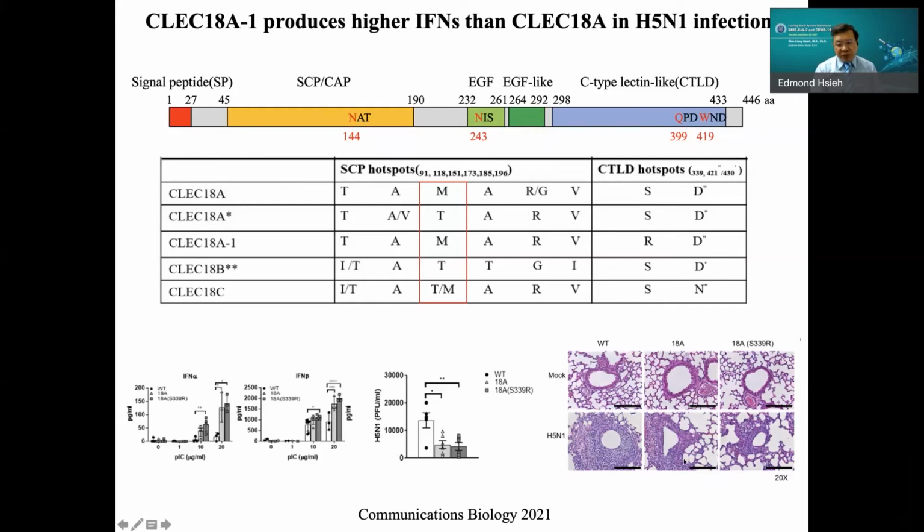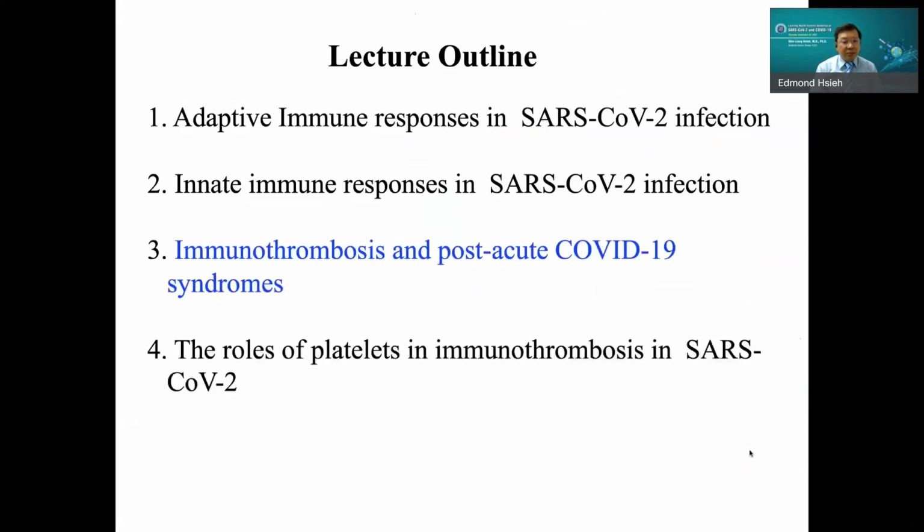In the right-hand side, we generate transgenic mice expressing human CLEC18A and the S39R mutant. You will find, compared to the wild-type mice, the transgenic mice expressing CLEC18A effectively reduce the inflammatory reaction. So if you are interested to identify the genetic factor associated with COVID-19 infection, I think the TLR3 pathway or the CLEC18A may be one of the candidates. Now I move to this important topic we call immunothrombosis, more related to the topic today, because it's contributing to the so-called post-acute COVID-19 syndrome.